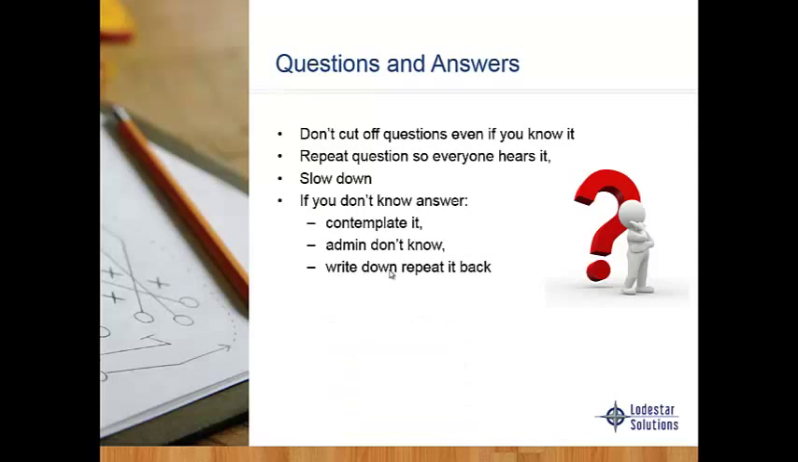If you don't know the answer, contemplate it, admit you don't know it, and write it down and repeat it back. Now, I don't like writing these on a whiteboard or on a flip chart because all it does is show what I didn't know, and I don't like to highlight that. I write it in my journal, and I repeat it back. Why do I repeat it back? I need to make certain I understand the question fully, and they may add more information to it too.